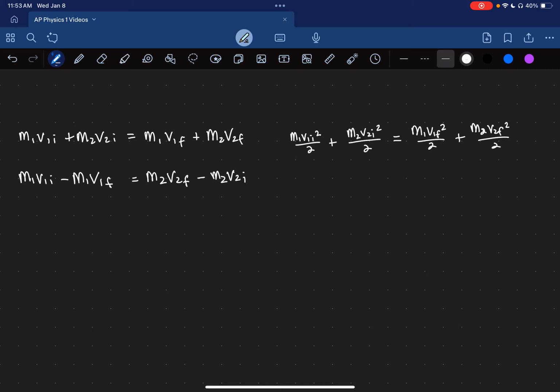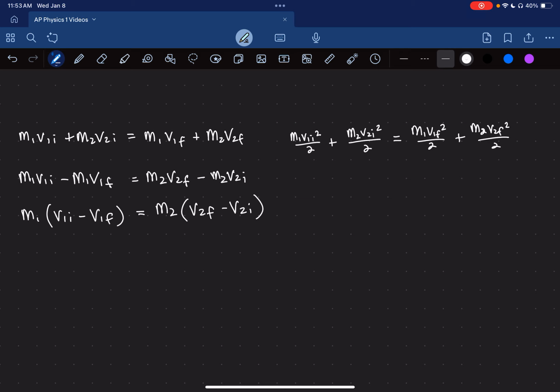Just double checking I wrote that down right. Okay. I'm going to factor out the common variable here, which is m1. We're left with v1i minus v1f. We're going to do the same thing with m2. We'll factor out an m2 from these terms. This is v2f minus v2i left over. And we're going to leave that alone for just a minute.